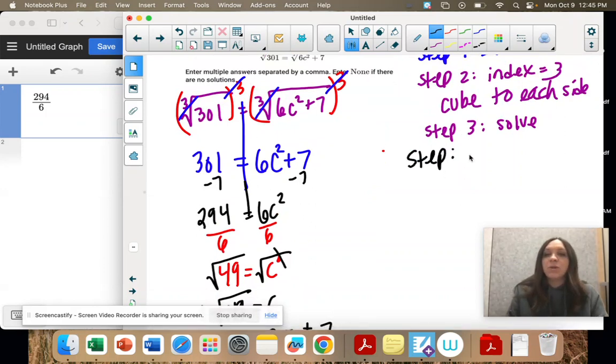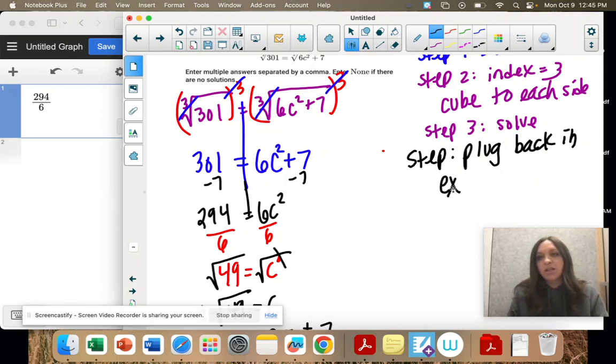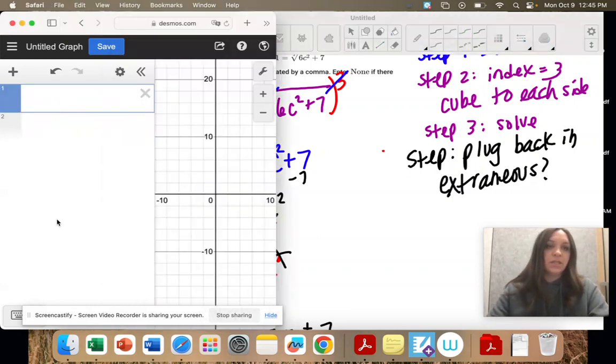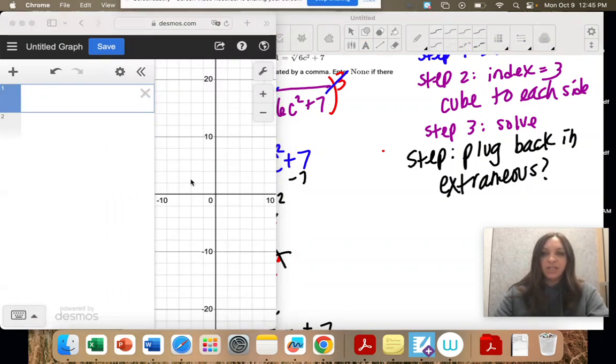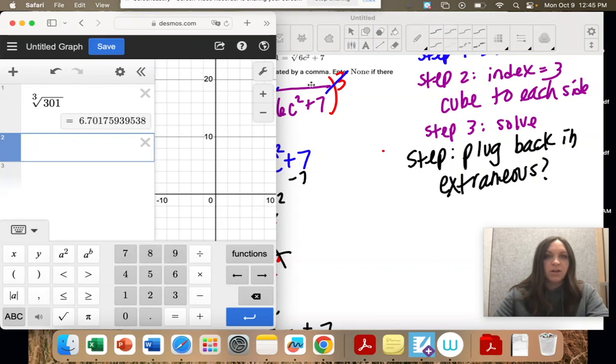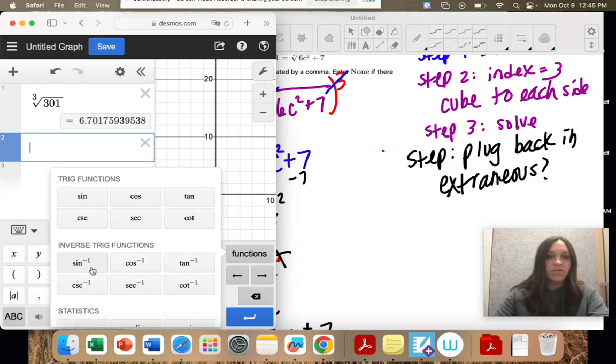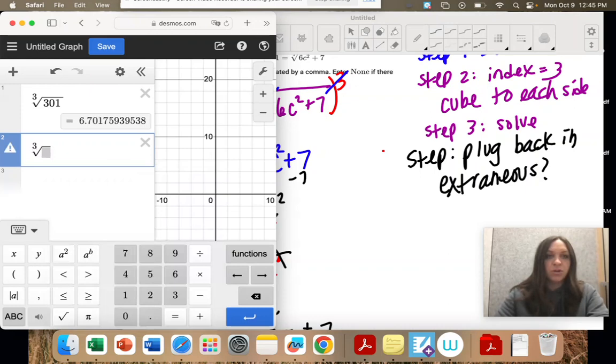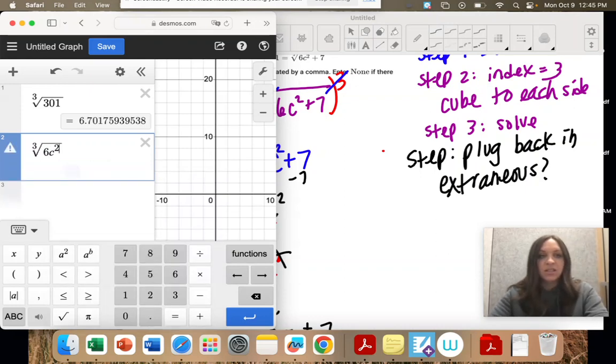So now I need to go plug them back in and see if one is extraneous or not. So what you do is you type the left-hand side. So I'm going to go here to functions and all the way to the bottom. There's my cube root of 301. And then on my right-hand side, same thing. Functions all the way to the bottom. Cube root 6c squared plus 7.